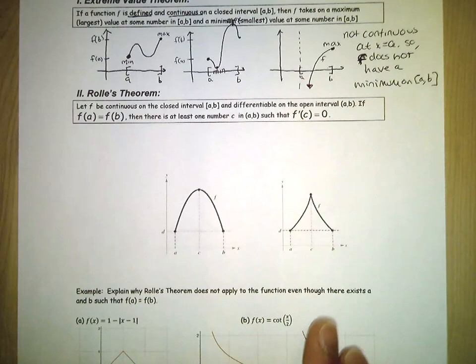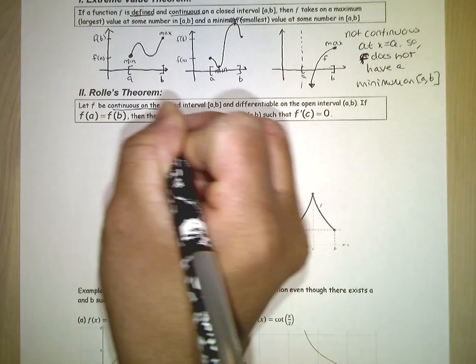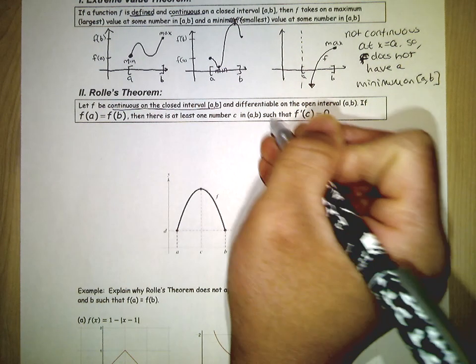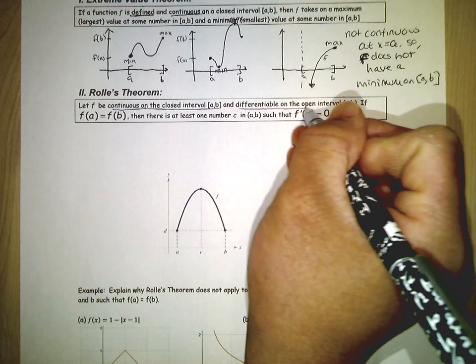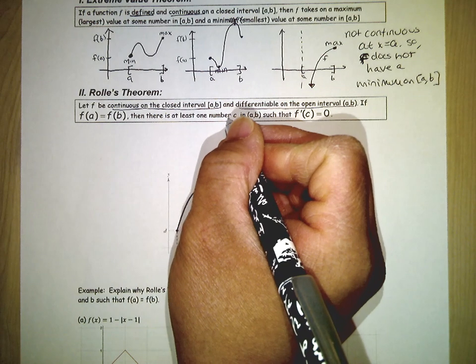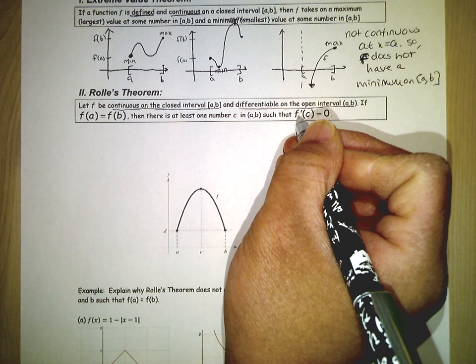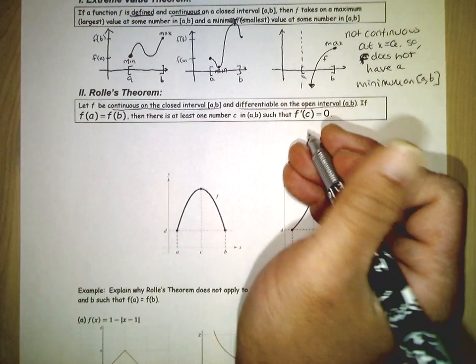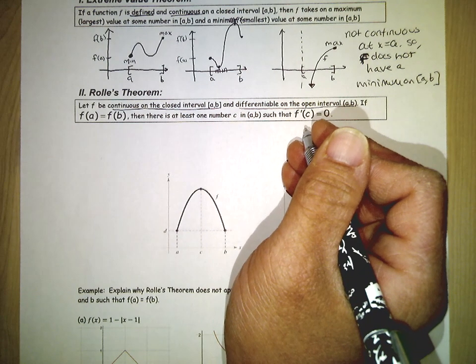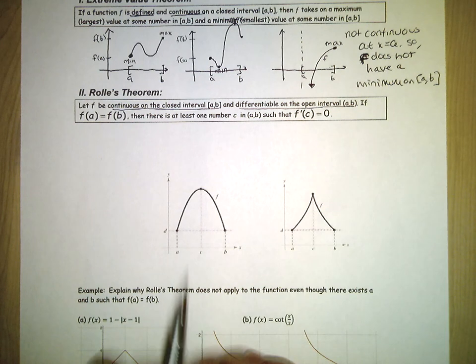Let's talk about Rolle's theorem. So if f is continuous on the closed interval A to B and is differentiable on the open interval A to B, and if f of A is equal to f of B, then there's at least one number C in the open interval A to B such that the first derivative at that number C is equal to 0. All right, so let's look at an example here.